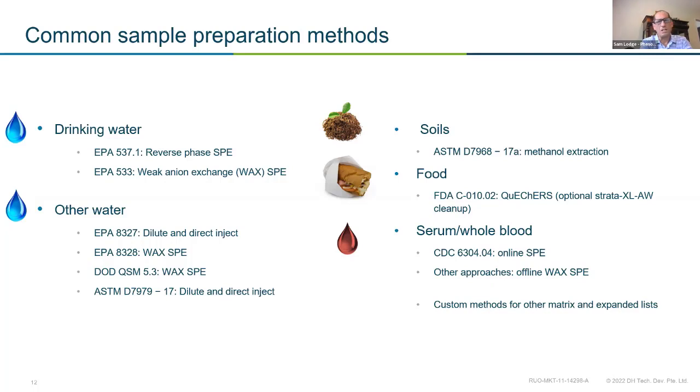You have a bunch of soil methods, which we will be talking about. There's a food method that uses QuEChERS and anion exchange resin. And there are now methods being developed and validated for other matrices, biological matrices, including serum, which is a very important consideration as we do more toxicology work and identify which of these compounds are bad or which of these compounds are worse, I guess you could say.